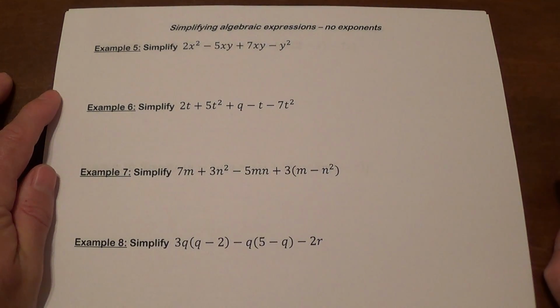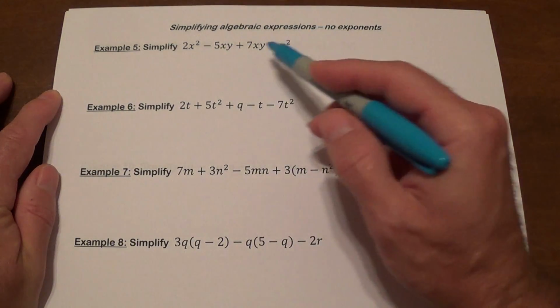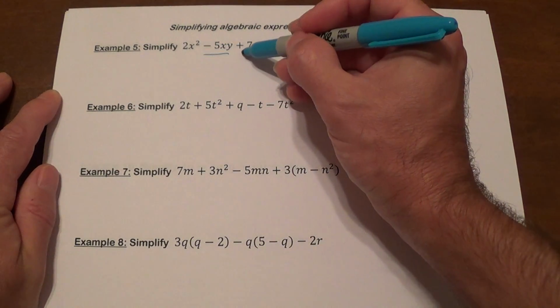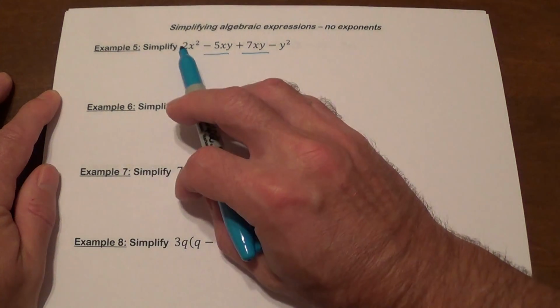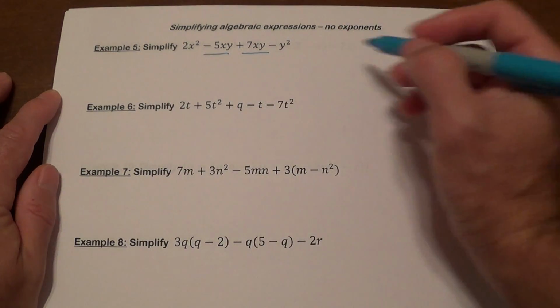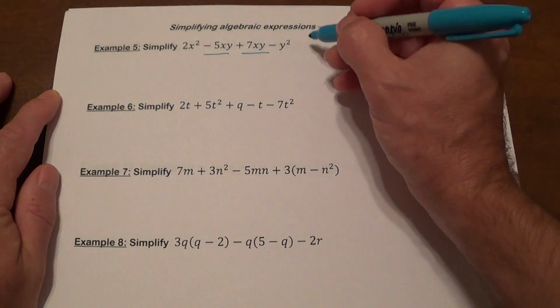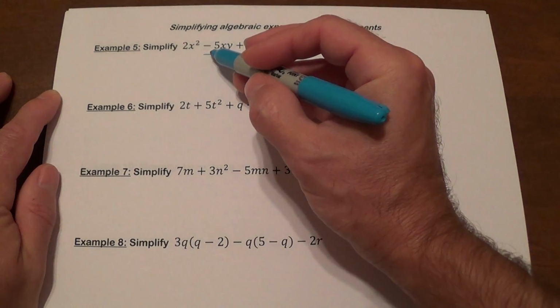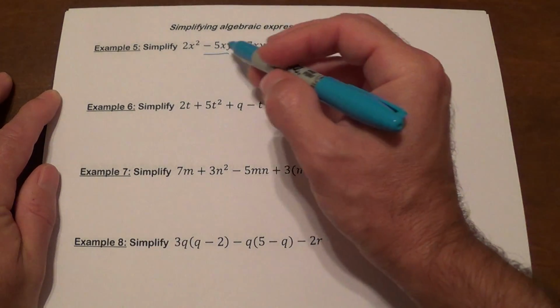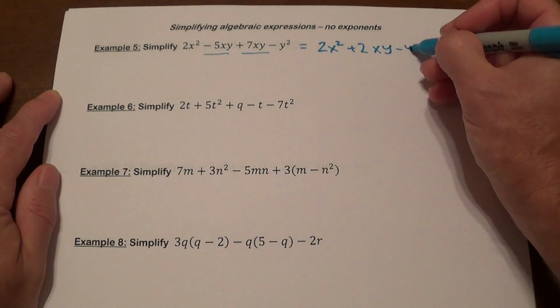Now we're starting to see some combinations of variables. Like in this case we have negative 5xy and plus 7xy. So these are actually like terms and you can combine them. These two have different variables, so we can't do anything there. But we can combine these two just because the variables and the exponents are the same. It's going to give us 2x squared, this one stays, negative 5xy plus 7xy, negative 5 plus 7 will give us 2, so 2xy minus y squared.